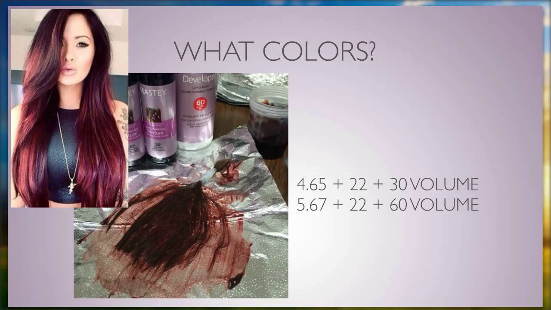As you can see, this is the swatch while it's coloring, and you can see the color that we made there. That's the 5.67 with the 22 and the 60. It's going to come out really, really close to that color. And it's kind of hard to see, but at the top of the little thing above the tape, you can see what we started out with.